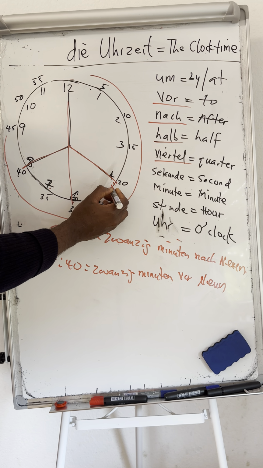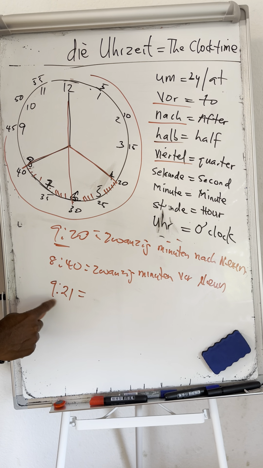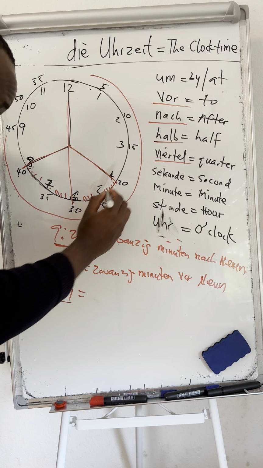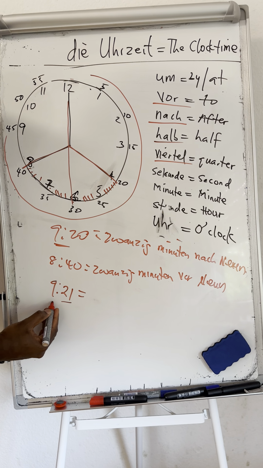Now let's say I want to say 9:21. We are no longer going to say 21 minutes after 9. We are going to read it differently. Pay attention here. German will now ask you, since this clock is always in a clockwise motion, and 9:21 is approaching 9:30, how many minutes will you add to this 21 to get to your destination, 9:30? Which is 9. If I add 9 to this 21, it will get me to 9:30.